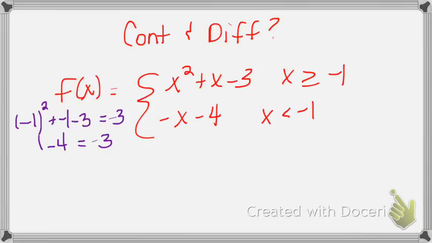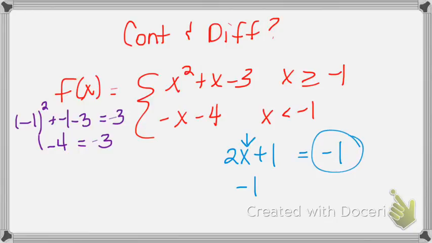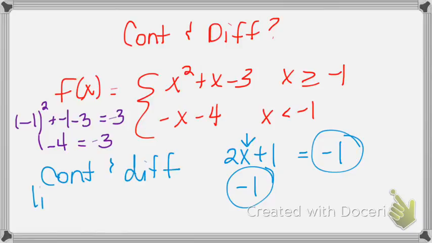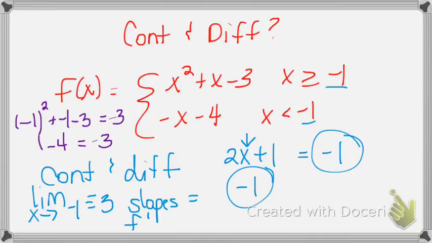So now we check differentiable: find the derivative of the top, find the derivative of the bottom, plug in a negative 1. Those are both equal, so it's continuous and differentiable since the limit as x approaches negative 1 equals negative 3, and slopes are equal, or f prime of negative 1 is negative 1.